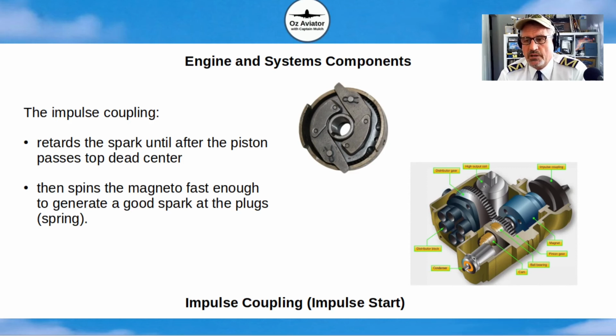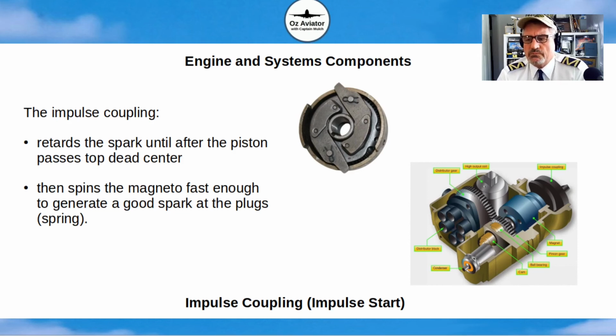before top dead center. Now what happens on starting the aircraft if the spark occurs before top dead center? The aircraft engine could start rotating in the wrong direction. So the impulse coupling retards the spark, so it holds the spark back until after the piston has reached top dead center, and then the spark plug fires, producing power for the engine, burning the air-fuel mixture, and it prevents that scenario of the aircraft engine starting in the wrong direction.